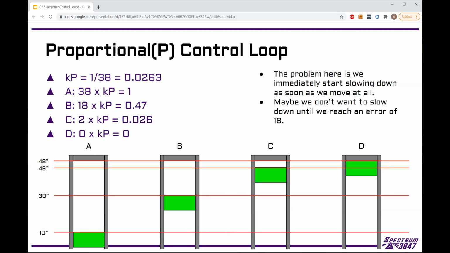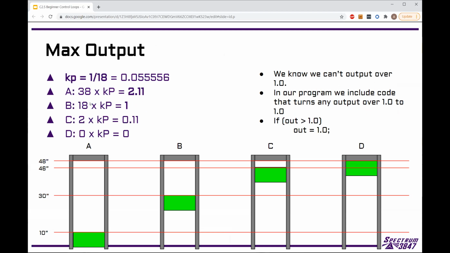So if we want to change when it slows down, maybe we only want it to start slowing down once it reaches an error of 18. So that's this middle B column, right? From A to B, we want it to be full speed. And then from B through D, we want it to slow down and then stop at D. How do we do that, right? That equation gets a little bit different. We can do the same thing we did, but instead of the 1 up here, we'll put the 1 in the 18 or in the B column. And so now KP is 1 over 18. It's this number 0.05 repeating.